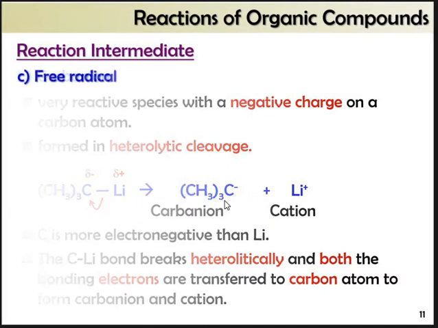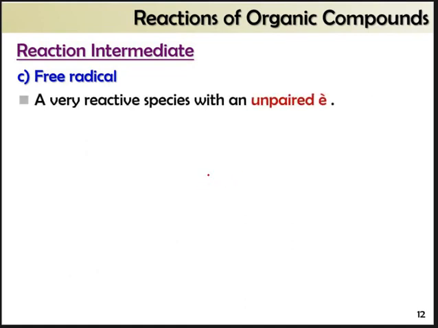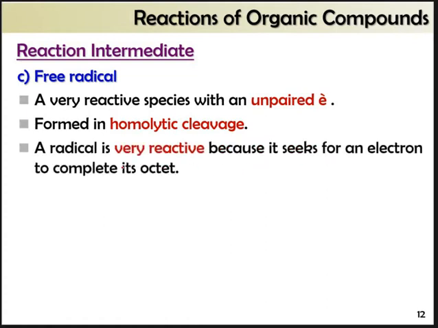Alright, and then the third intermediate is free radical. Okay, it's the same like before, a very reactive species with an unpaired electron. So it is formed from the homolytic cleavage. So the radical is very reactive. Okay, for example, we have two identical atoms here. That means they have the same electronegativity. So it will break homolytically. Okay, one electron will be given to each of the atoms. So each atom will get 1 electron symmetrically.